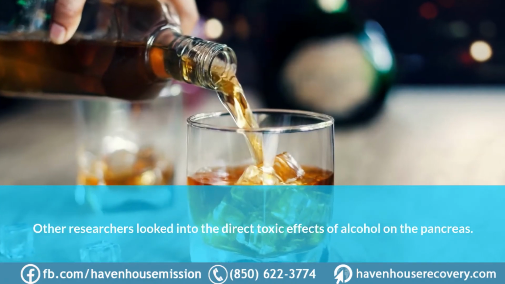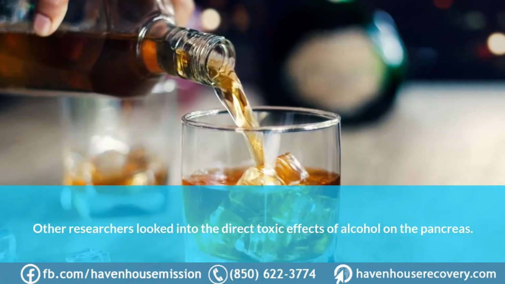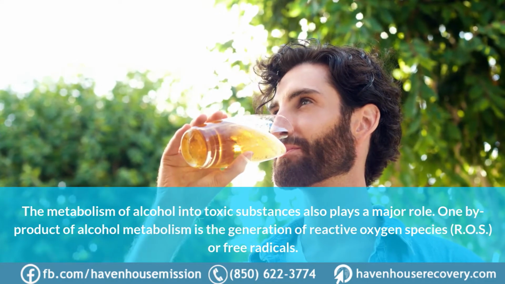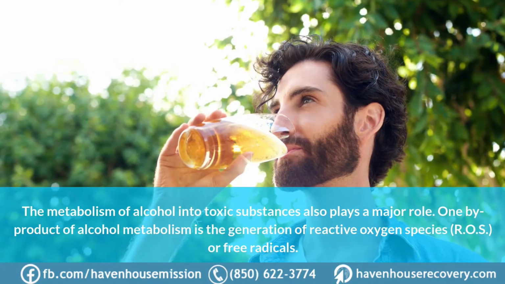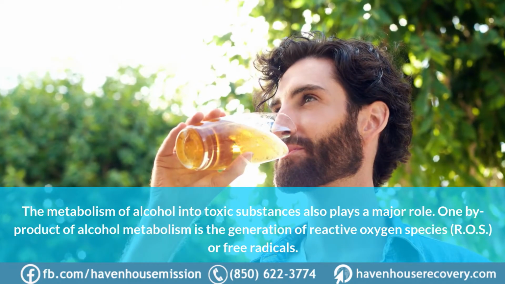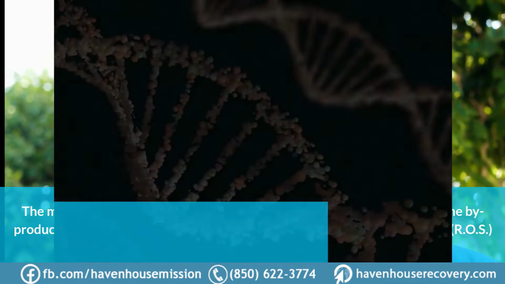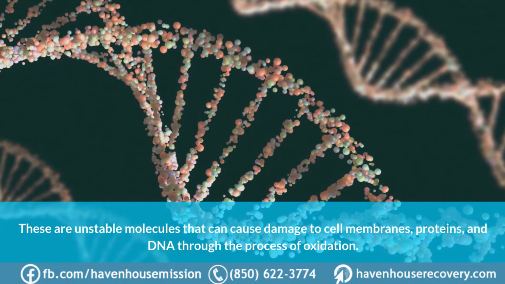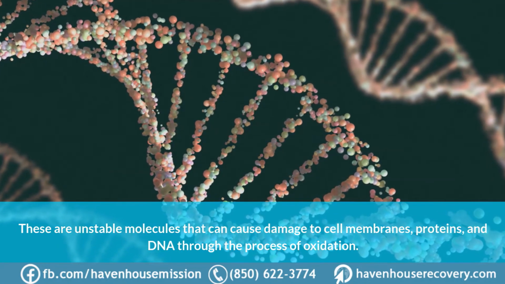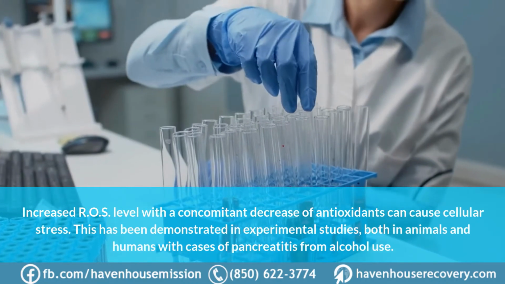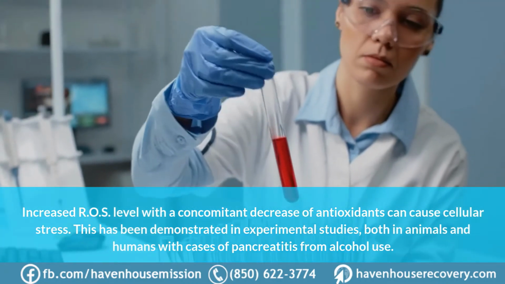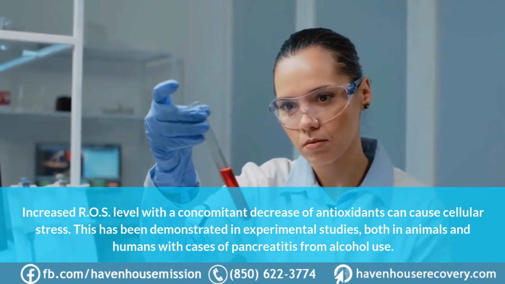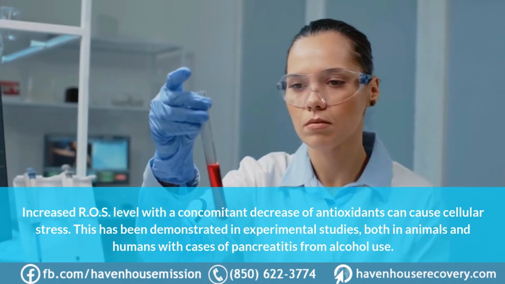Other researchers looked into the direct toxic effects of alcohol on the pancreas. The metabolism of alcohol into toxic substances also plays a major role. One byproduct of alcohol metabolism is the generation of reactive oxygen species, ROS, or free radicals. These are unstable molecules that can cause damage to cell membranes, proteins, and DNA through the process of oxidation. Increased ROS level with a concomitant decrease of antioxidants can cause cellular stress. This has been demonstrated in experimental studies, both in animals and humans with cases of pancreatitis from alcohol use.